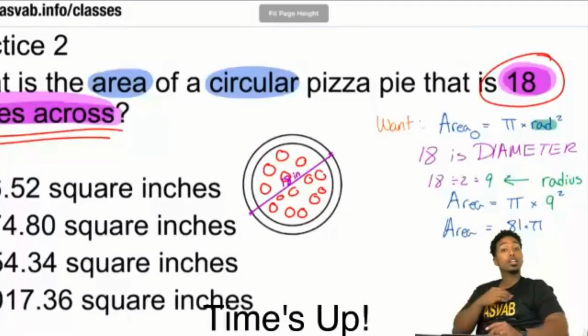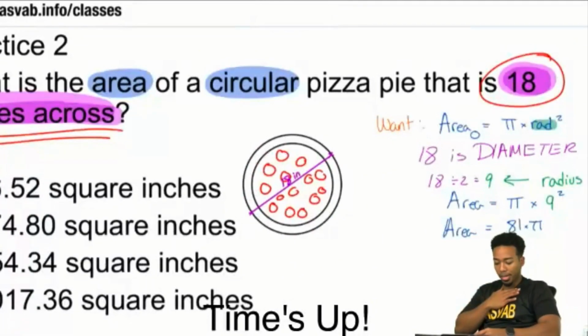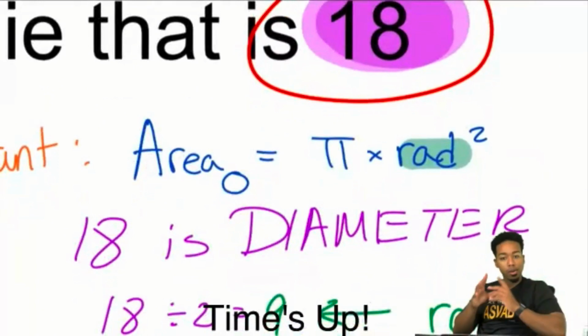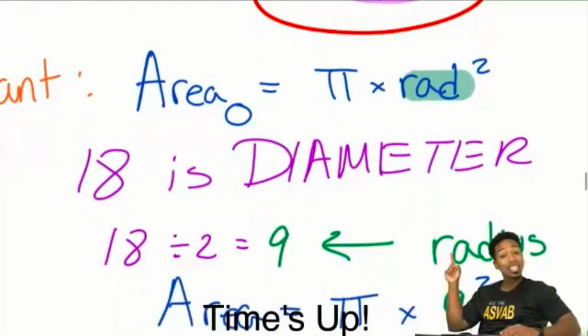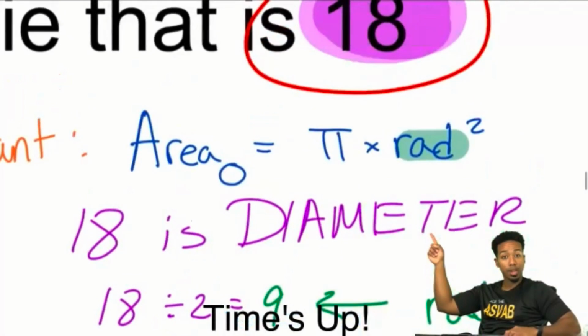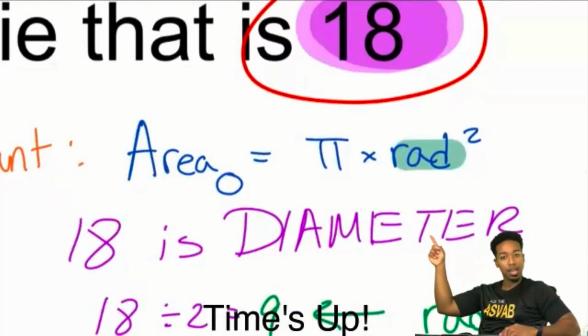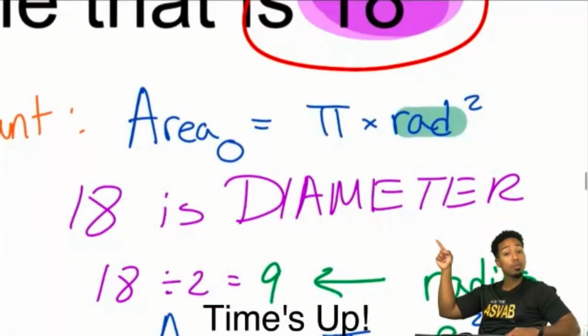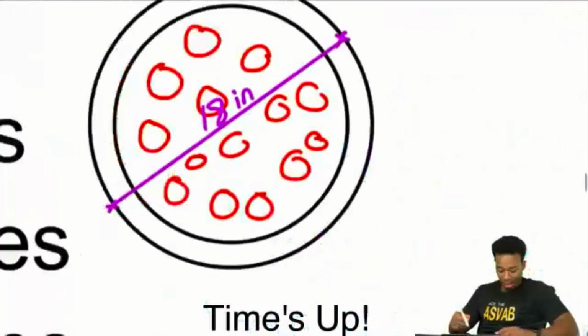Is that the formula? Yes, Krishan, that is the formula right there. The area is going to be pi times the radius squared, not the diameter, the radius. Since we need the radius, notice we have 18 as the diameter right here, but we can't use that. We have to use the radius. To get the radius from the diameter, remember, the radius is half of the diameter.